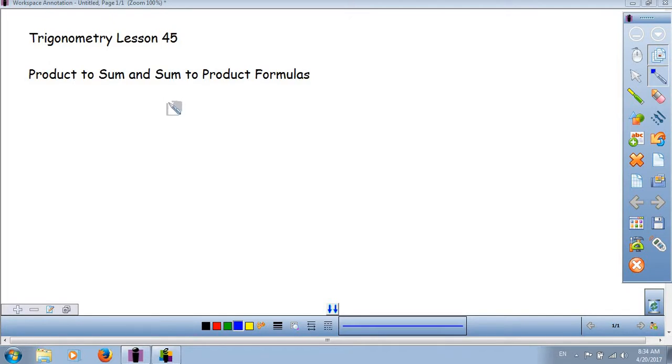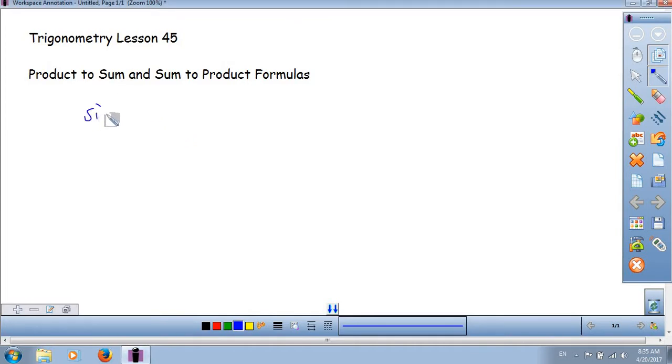These two formulas are also very useful because they allow us to convert products into sums and sums into products, giving us different combinations of angle expressions that we can work with. So let's start with the derivation.